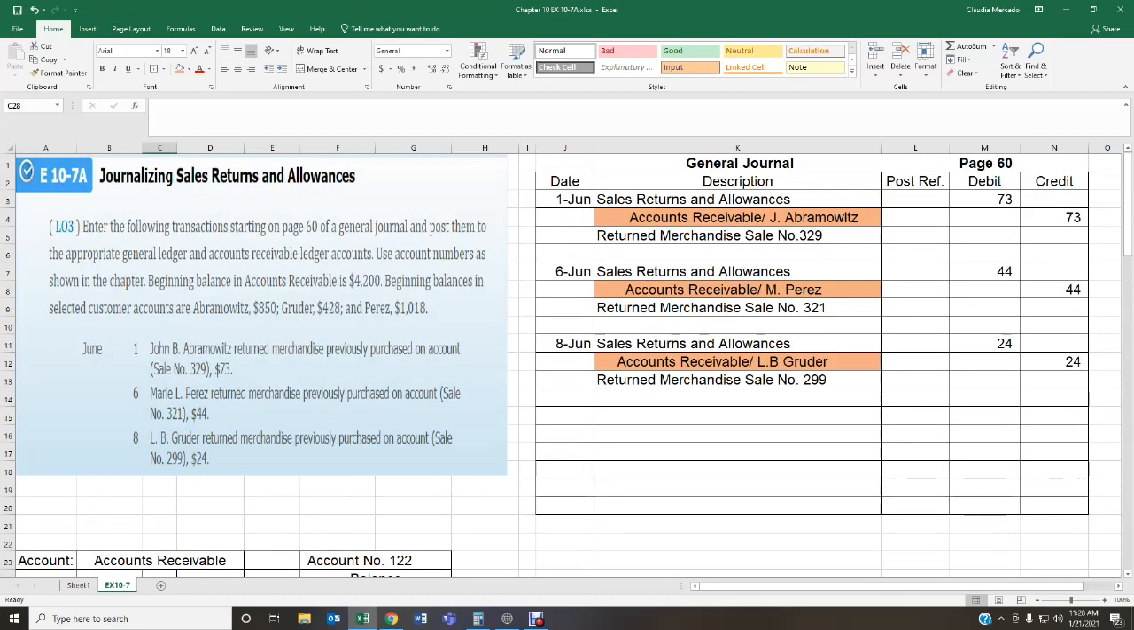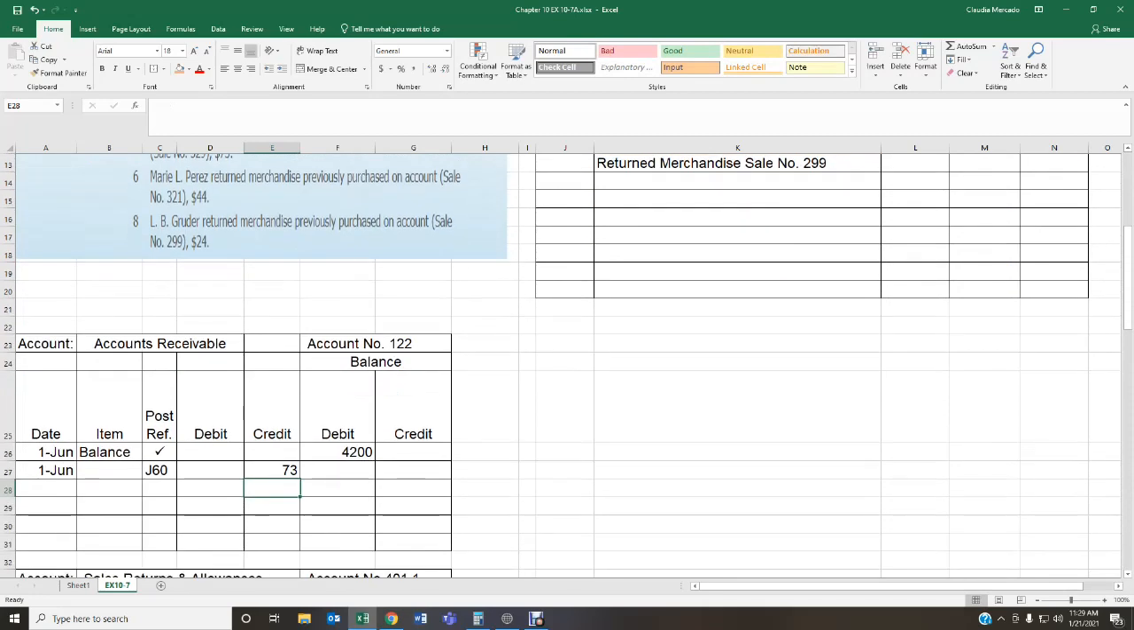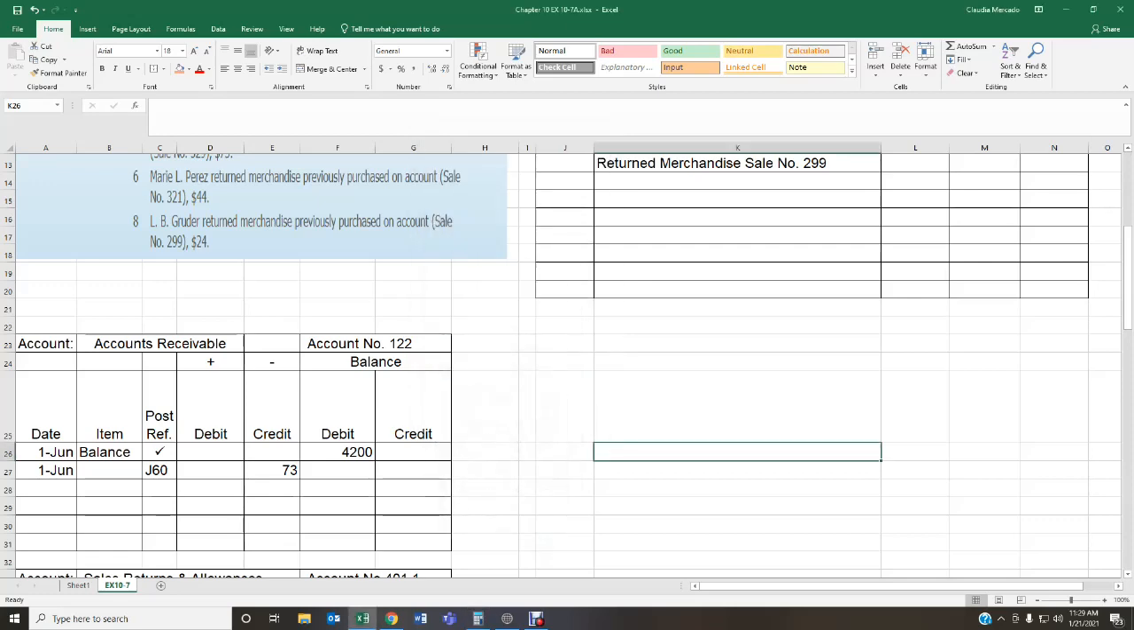My transaction is a credit. Okay, so I have a credit of $73. Now if you notice your accounts receivable is an asset account, the normal balance is a debit. Because these are returns, we're giving back credit to our customer. That's a credit. So because it's a credit, we are going to be subtracting. Okay, so if it's a debit, we add. If it's a credit, we subtract. Those are if it's an asset account. So because we have a credit, I'm going to be subtracting. So that's going to be 4,200 minus 73. That gives me a balance of 4,127.